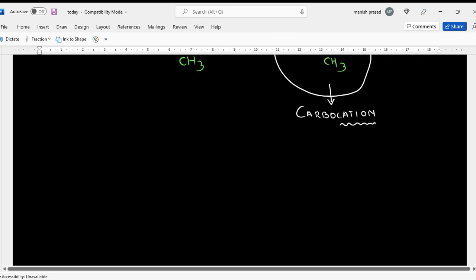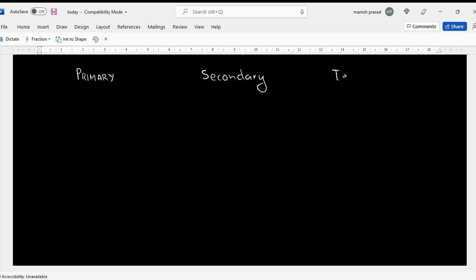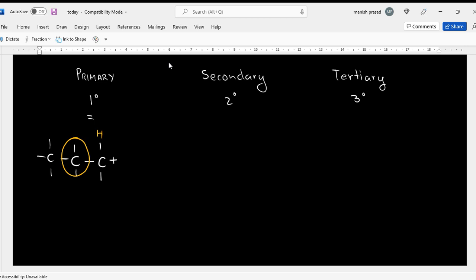Now we have three types of carbocation. One is known as a primary carbocation. The second is known as a secondary carbocation. And the third is known as a tertiary carbocation. Symbolically, we show them as 1 degree, 2 degree, and 3 degree. For learning, primary means the carbon that has the positive charge has only one carbon as its neighbor. The rest could be anything, could be an H out here. So this type of carbocation is known as a primary carbocation.